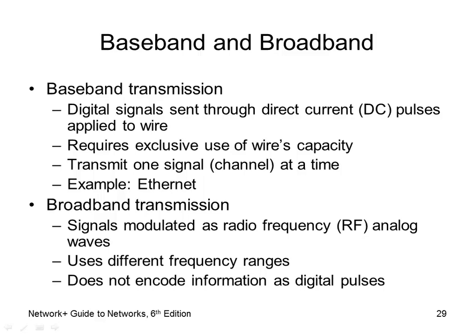Broadband is signals modulated as radio frequencies. They use different frequencies. They do not encode the information as digital pulses. Broadband, a good example is your cable. Your cable's using all kinds of different frequencies.